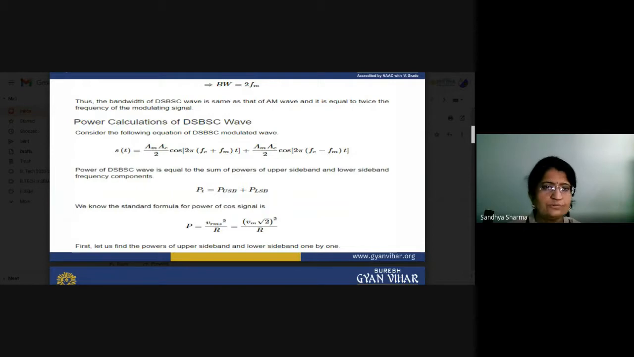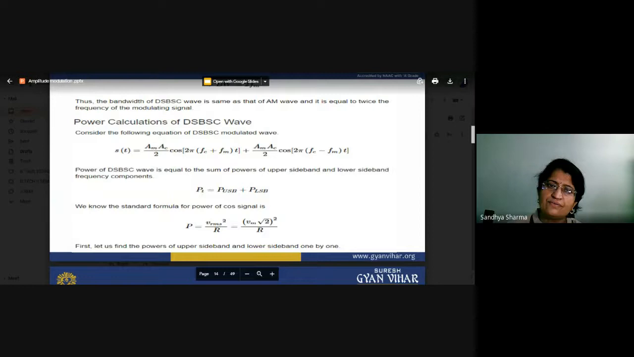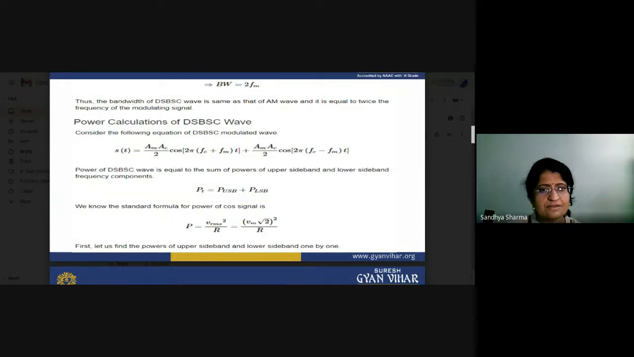Now we have to calculate the power. For DSB-SC signals, there are two types of sideband, so according to that, we will again take the final equations. Now what will happen here? The DSB-SC wave power is equal to the sum of the power of the upper sideband and lower sideband. Okay. So what about the PT?